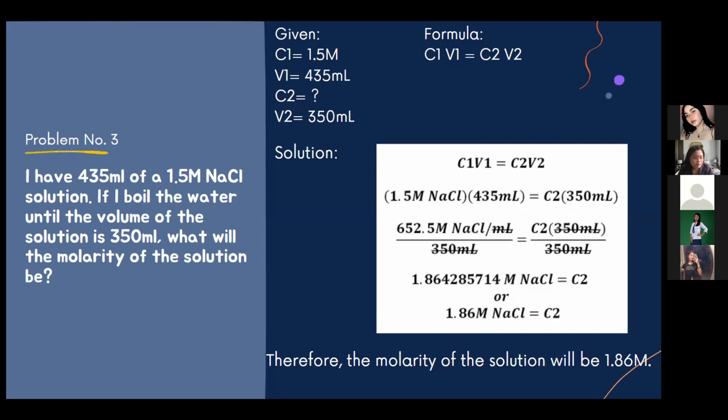So it is equal to 1.864285714 M sodium chloride, which is equal to C2, or 1.86 M sodium chloride equals C2. Therefore, the molarity of the solution will be 1.86 M.